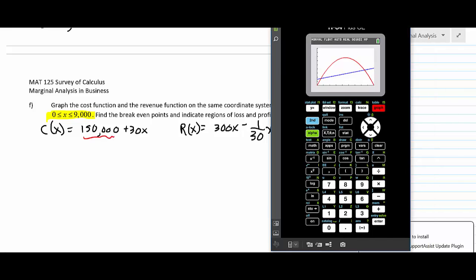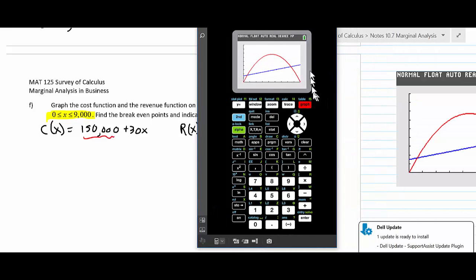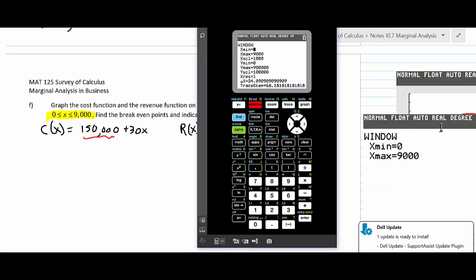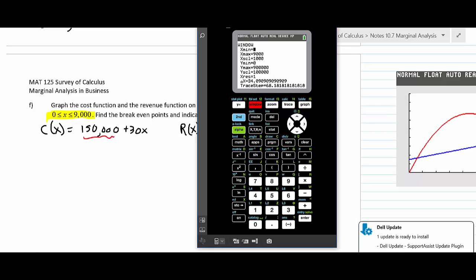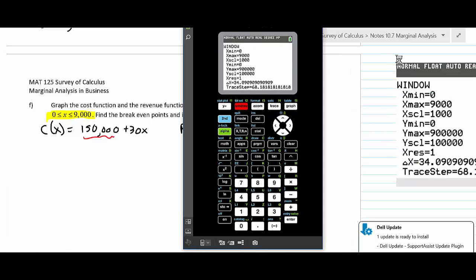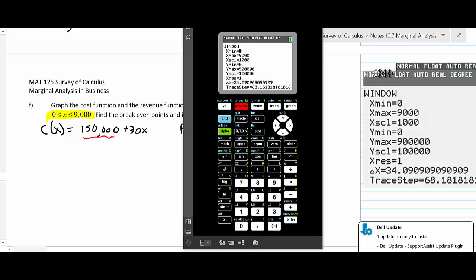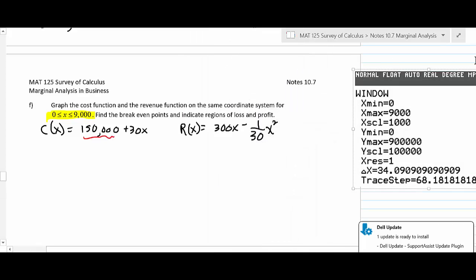I'll put my graph and my window over here, so if you're still getting this put in, you can look at my window if you need to see that. So we got that put in. Okay, everybody with me? Okay.